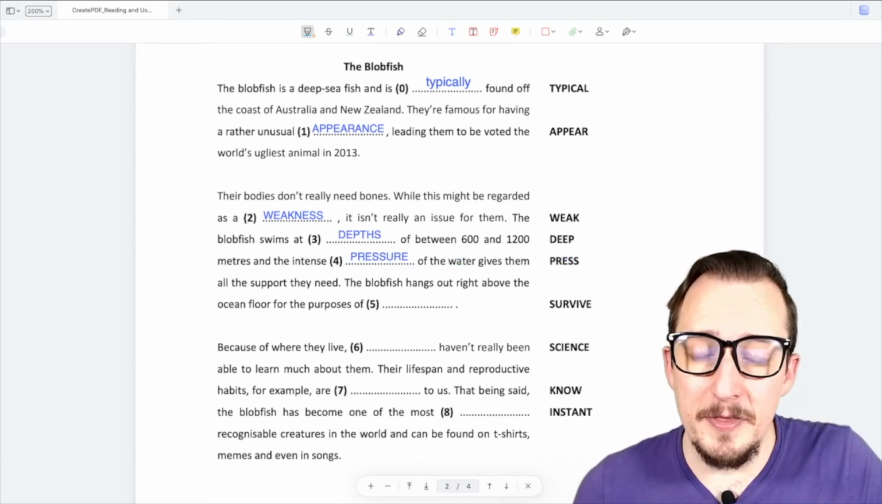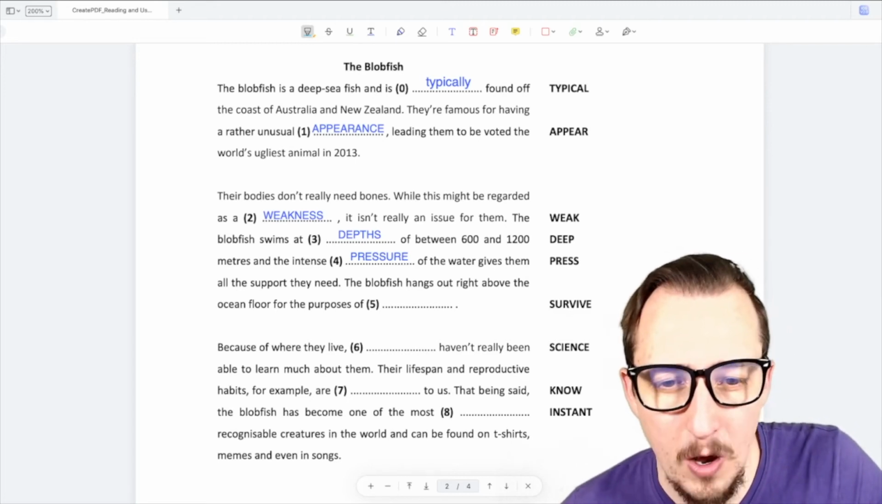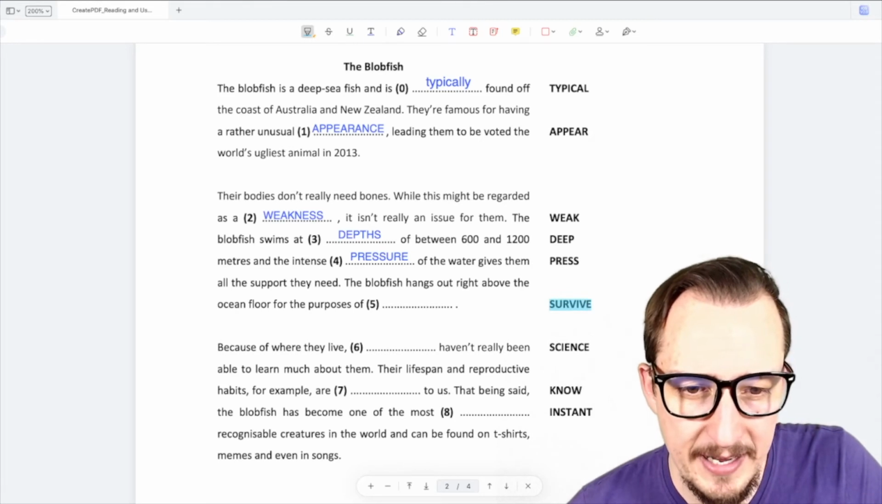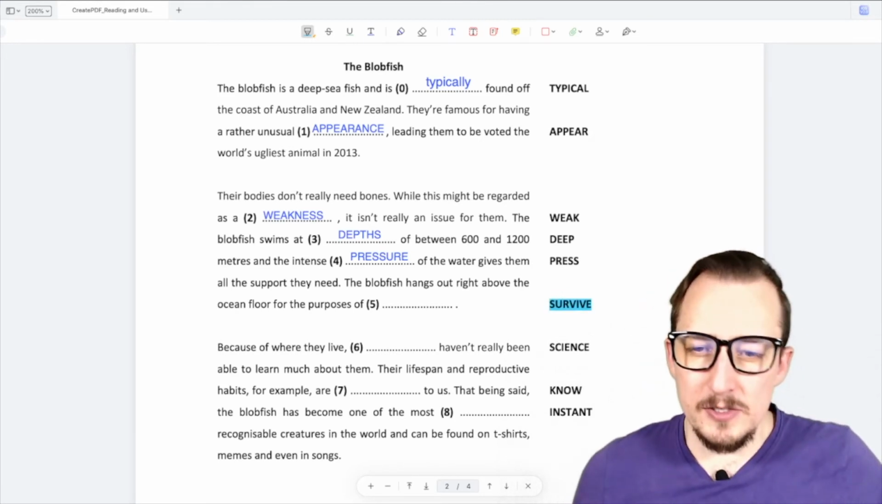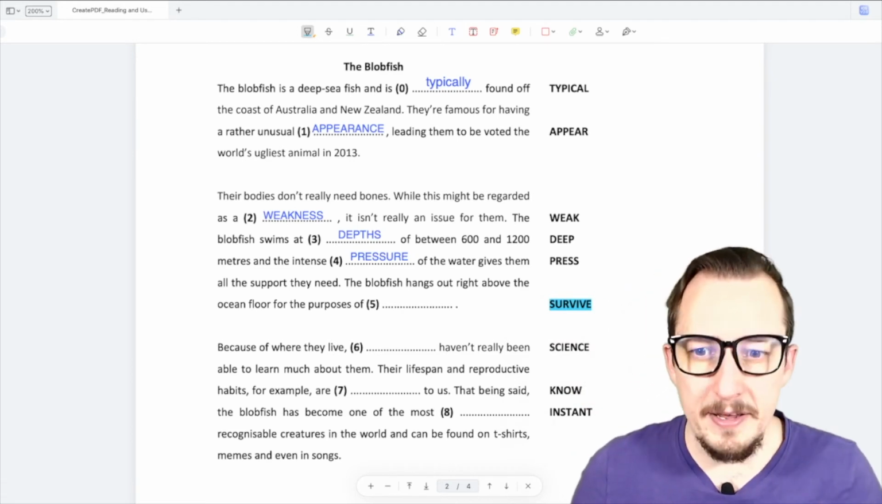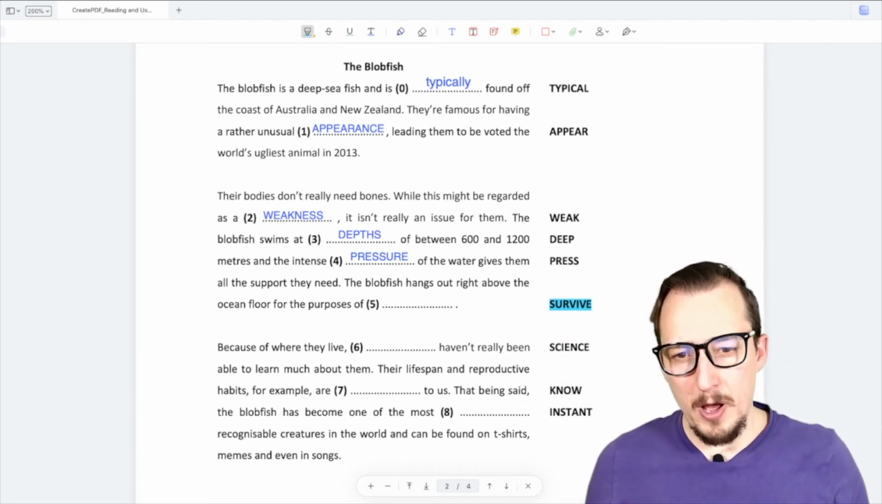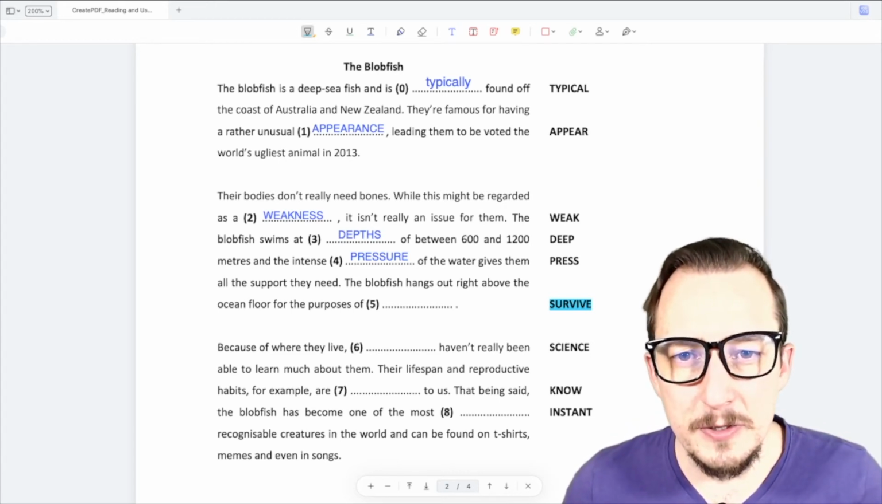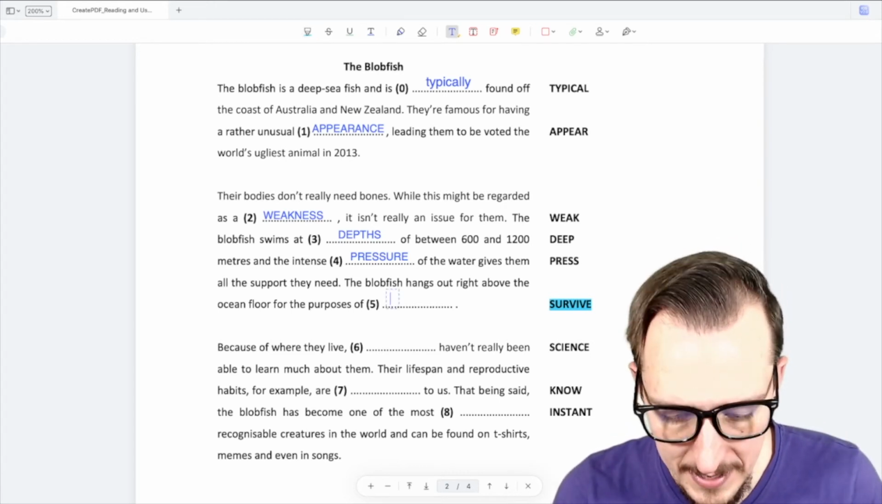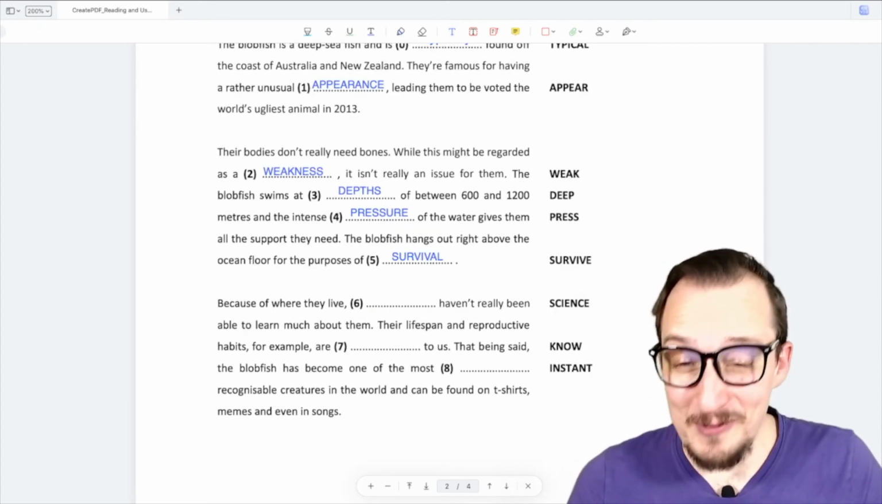Question 5, the blobfish hangs out right above the ocean floor for the purposes of, then the stem word is survive. So we don't need the person here, which would be survivor. So we need the noun form here. So for the purposes of, so the correct answer would be survival. Okay, we're doing really well.